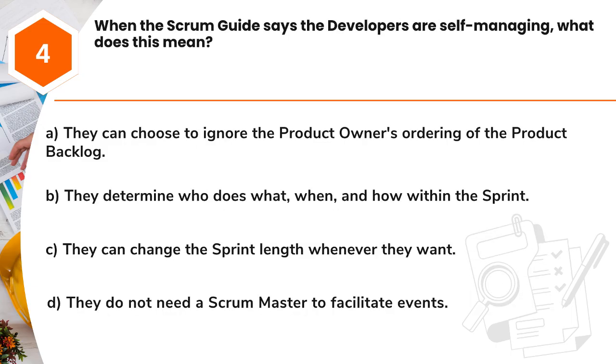Question 4. When the Scrum Guide says the developers are self-managing, what does this mean? A. They can choose to ignore the product owner's ordering of the product backlog. B. They determine who does what, when, and how within the sprint. C. They can change the sprint length whenever they want. D. They do not need a Scrum Master to facilitate events.